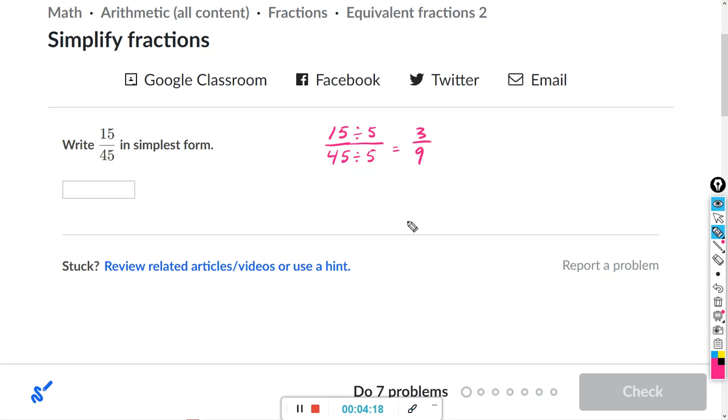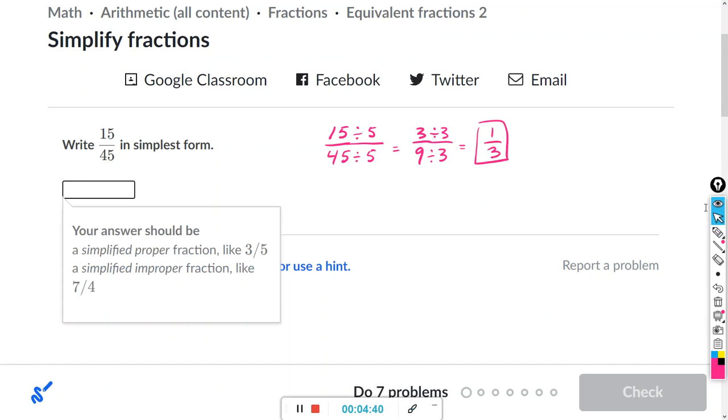Okay, so that's not fully reduced. I know that 3 and 9 are both divisible by 3. So I'm going to divide the top and bottom by 3. 3 divided by 3 is 1. 9 divided by 3 is just 3. One third is 1/3.